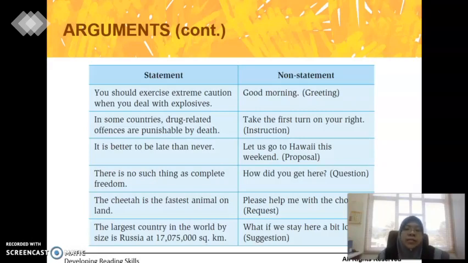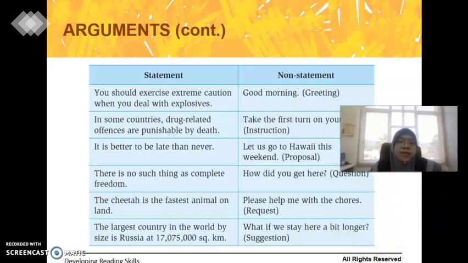Now the non-statements. Like a greeting, good morning. Like an instruction, take the first turn on your right. Or a proposal, let's go to Hawaii this weekend. Or a question, like how did you get there? And also, please help me with the cost, is a request. What if we stay here a bit longer? It is also a suggestion. They are not statements.